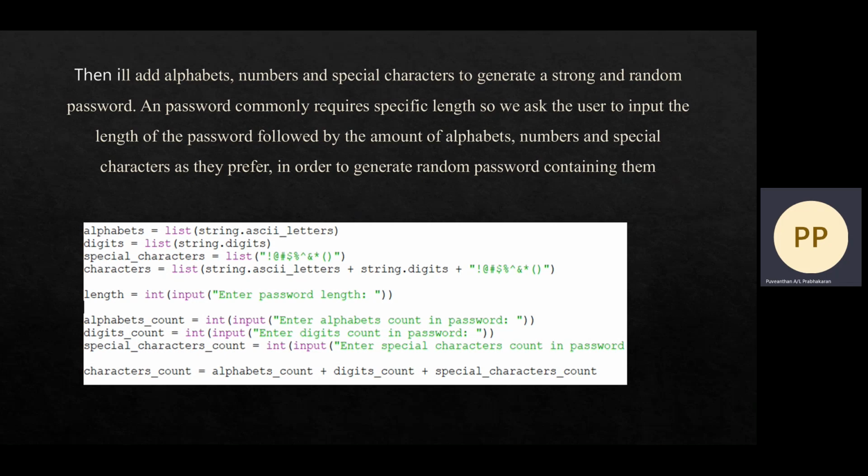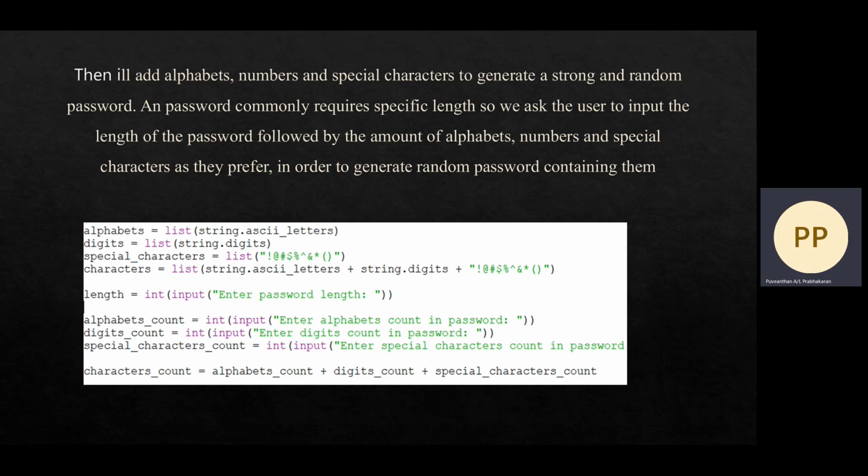A password commonly requires a specific length, so we ask the user to input the length of the password, followed by the amount of alphabets, numbers, and special characters as the user prefers, in order to generate a random password containing all of them. As below you can see, alphabets, digits, special characters, followed by the lengths the user is to input for alphabets, numbers, and special characters.